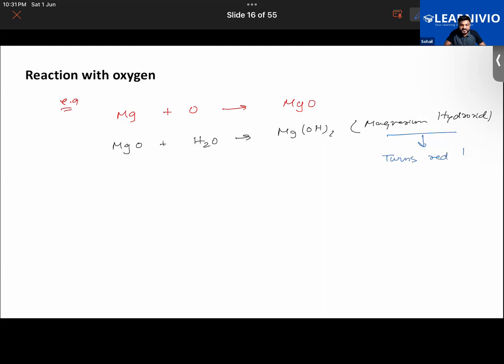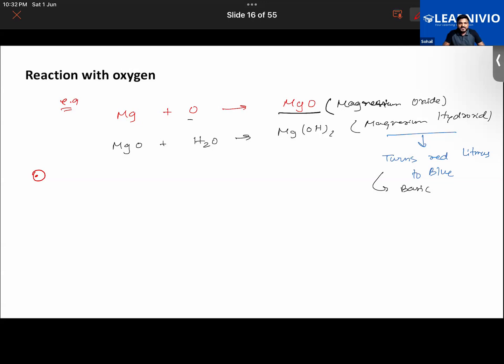It turns red litmus to blue. If it turns red litmus blue, this basically concludes that it's a basic substance. So thereby we can say that this magnesium oxide was actually basic in nature. So what we can basically say is that metals upon reacting with oxygen give a basic oxide. Can't we say that? We can say that. So that is the first thing about it. Hope you have understood.